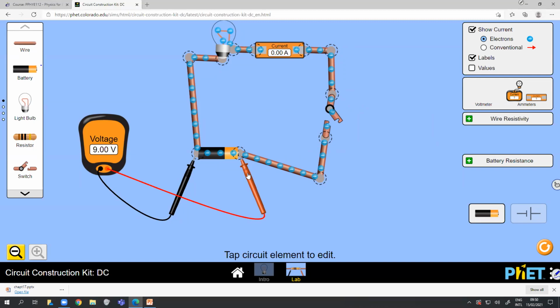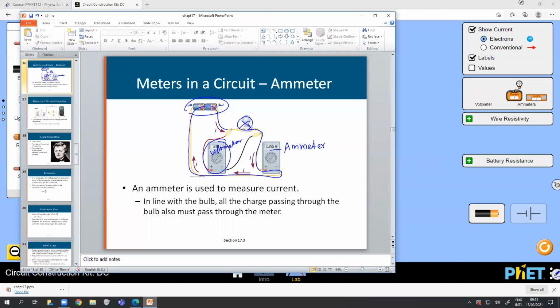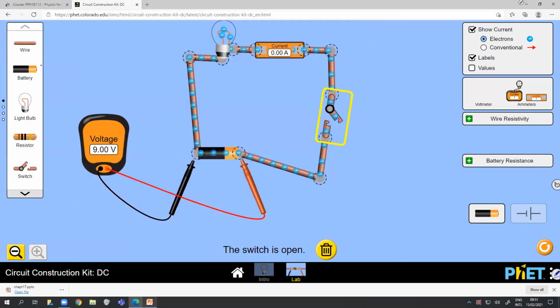Now, if you close this, will the voltage of the battery change? No, because there is no internal resistance to the battery, so it will be the same voltage. We'll come to that later. Now, let me go back to this slide. The voltmeter is measuring the voltage across the bulb, right? So let's do the same thing.